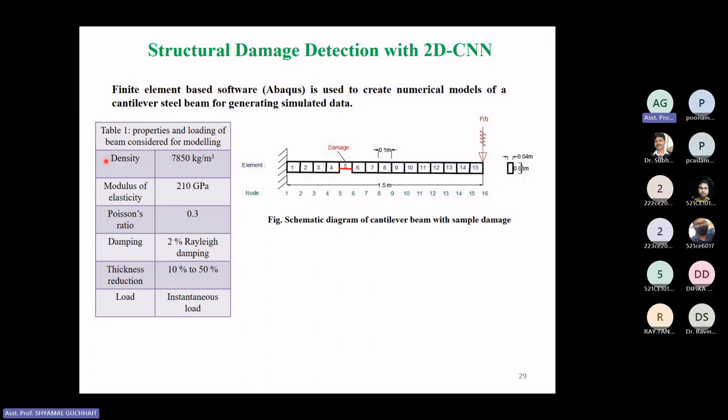You can see in Table 1 the different properties. Density is 7850 kg per meter cube, so it is a steel beam. Modulus of elasticity is 200 GPa. Poisson's ratio is 0.3. Damping is considered as Rayleigh damping, mass and stiffness proportional, 2% Rayleigh damping for steel structure. The damage is created by reducing the thickness from 10 to 50%. And as I told you, we used the instantaneous load to generate the time domain acceleration or displacement data.